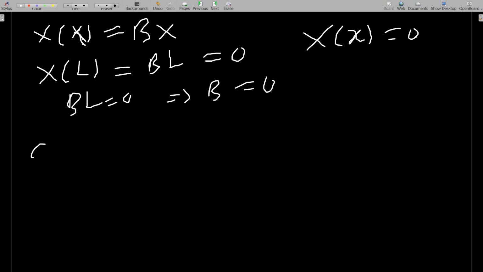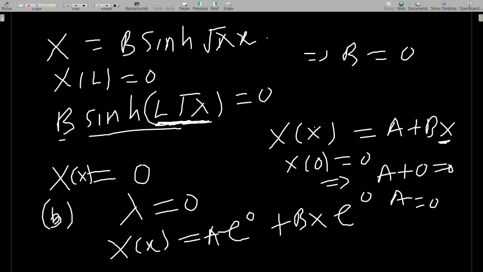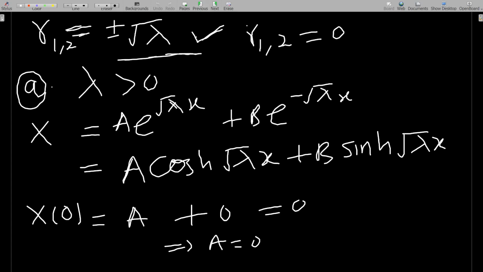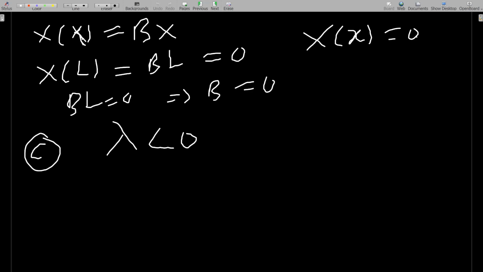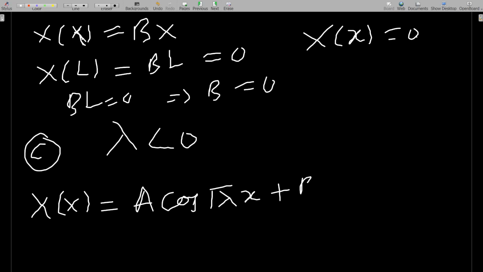The only case that will give us a non-trivial solution is case 3, where lambda will be less than 0. If lambda is less than 0, then the square root of lambda will be a square root of a negative number, because lambda is already less than 0. That is from here. So we'll have complex roots. Square root of negative numbers will give us complex roots, meaning our x of x will be equal to, when you have complex roots, you write it in terms of cos and sine: a cos square root of lambda x, then plus b sine square root of lambda x.